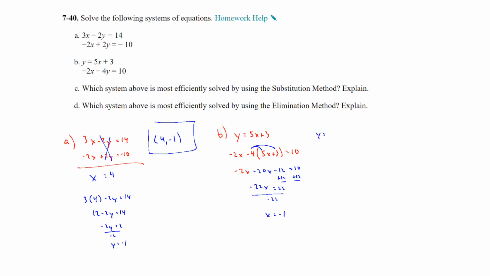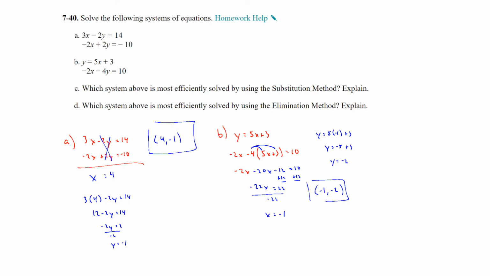Once again, we'll plug that back into one of our two equations. I plugged it back into the top one with y equals, so it looks like I'll get y equals negative 2. So negative 1 comma negative 2 is the solution. And remember, we can plug these back into both equations and check that our solutions are correct.